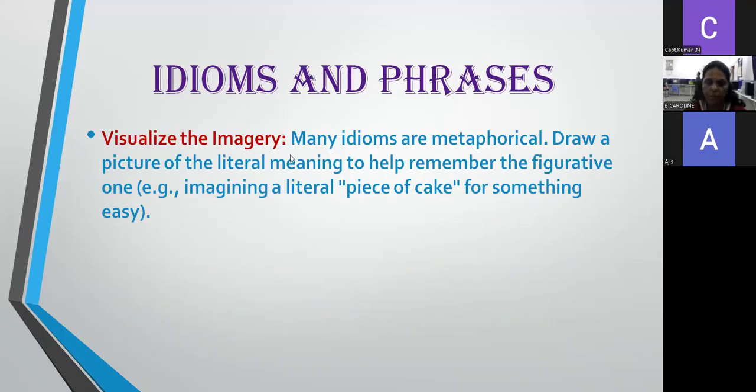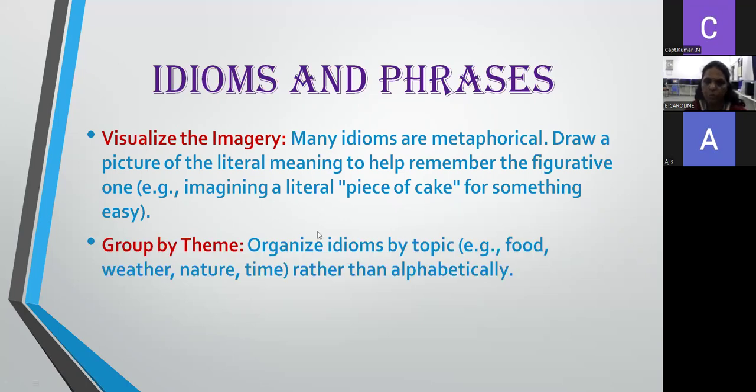The next way is to visualize the imagery. Many idioms are metaphorical, so they show some picture. Draw a picture of the literal meaning to help remember the figurative one. That will make it easy to remember the meaning. For example, piece of cake. That's an idiom, isn't it? You can just picture a piece of cake. It is very easy to cut it. Like that, any work that is a piece of cake means a very easy task.